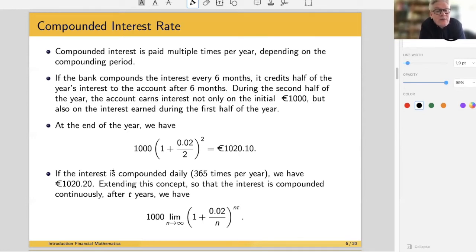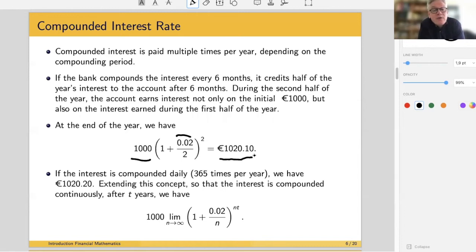So at the end of the year, if we have 2% interest rates, then we have 1,000, the amount that we initially invest, and we have two portions of 2%. So that is 1 plus 0.02 over 2 times, again, the same amount, 1 plus 0.02 over 2. So 2%, we denote it as 0.02. And that results in 1,020 euros and 10 cents.